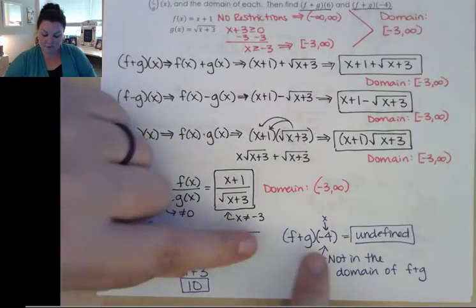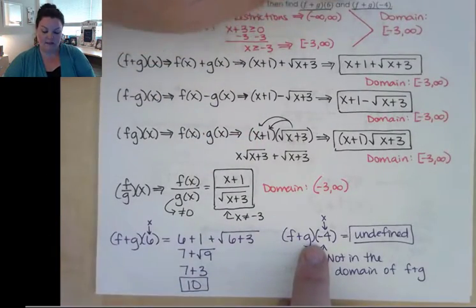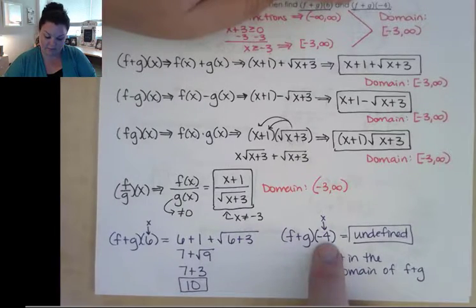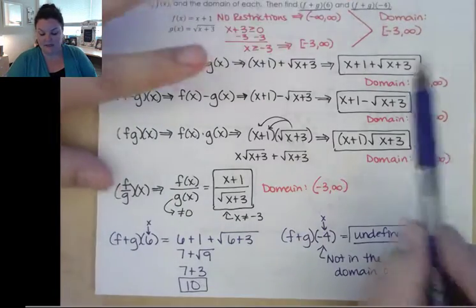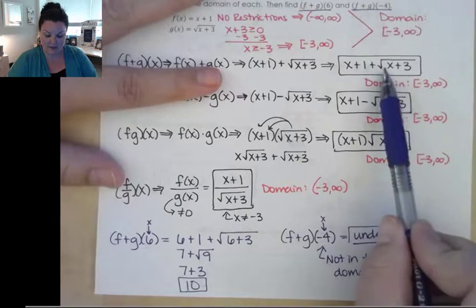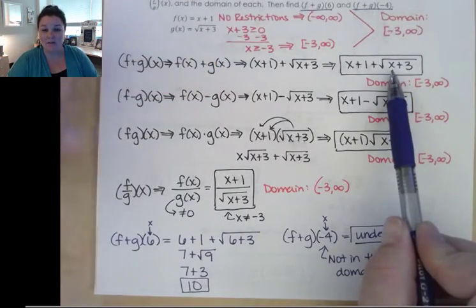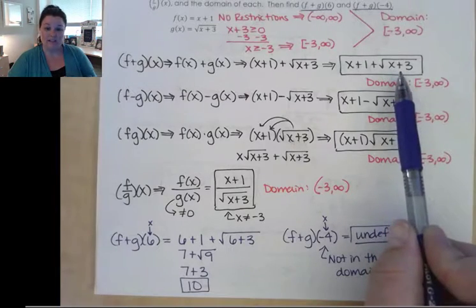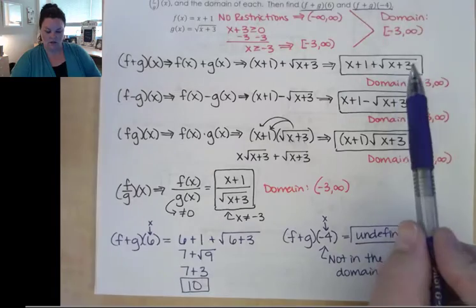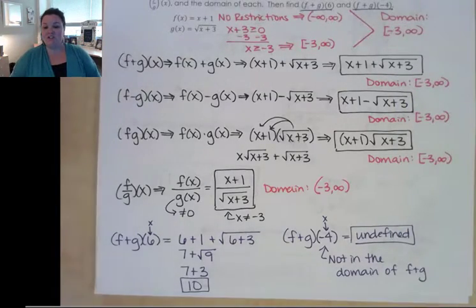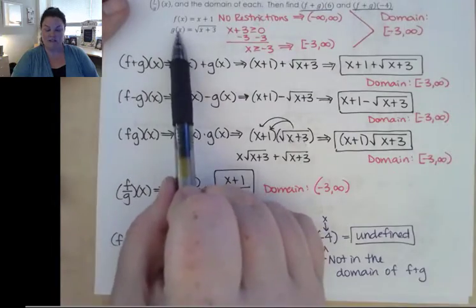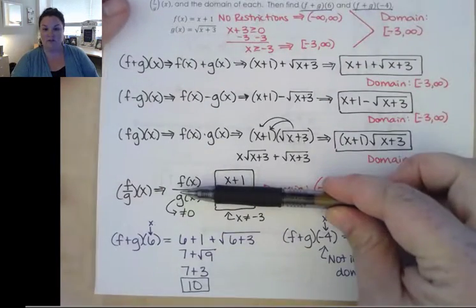Okay, and if you were to forget, if you didn't think to check your domain first, if you were to plug in this -4, what's going to happen is you're going to get a negative under here, right? -4 plus 3 would give you the square root of -1, which would give you a complex number. So then you would know, I did it wrong, right? Okay, so that's the general idea. We want to use the given functions to come up with the 4 new functions, okay?